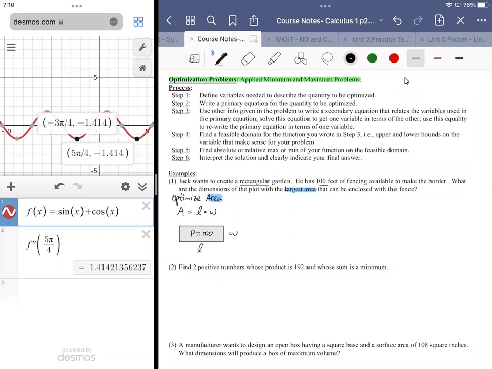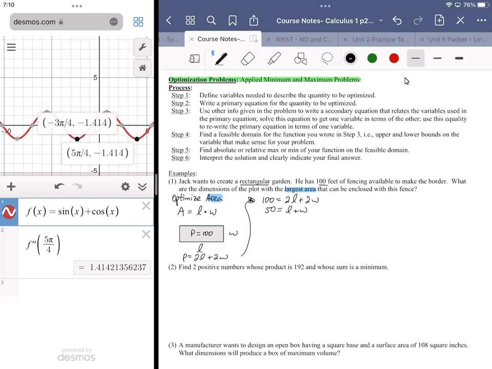All right. Now, perimeter for a rectangle is 2L plus 2W. So in this situation, since we know the perimeter is 100, we know 100 is going to be equal to 2L plus 2W. Common factor of 2 divided out, 50 is equal to L plus W.